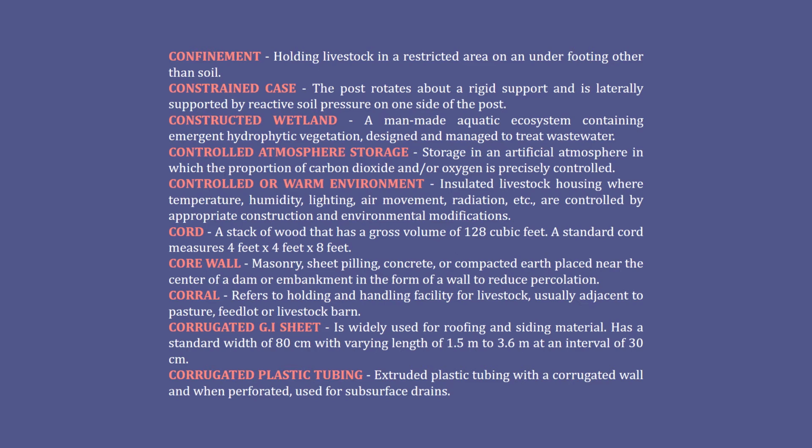Corrugated GI sheet is widely used for roofing and siding material. Has a standard width of 80 centimeters with varying length of 1.5 meters to 3.6 meters at an interval of 30 centimeters. Corrugated plastic tubing, extruded plastic tubing with a corrugated wall and, when perforated, used for subsurface drains.